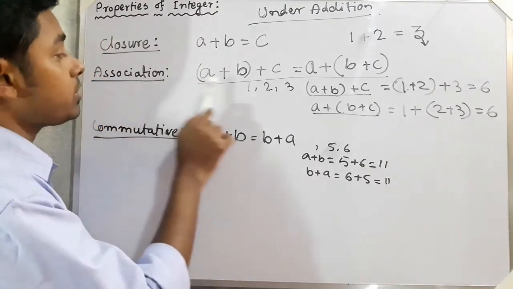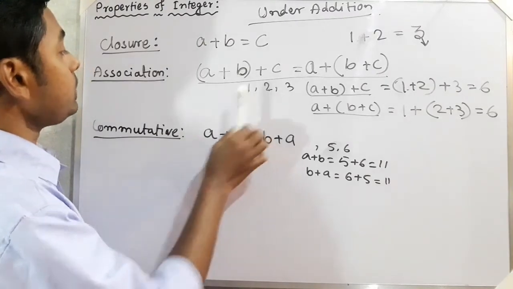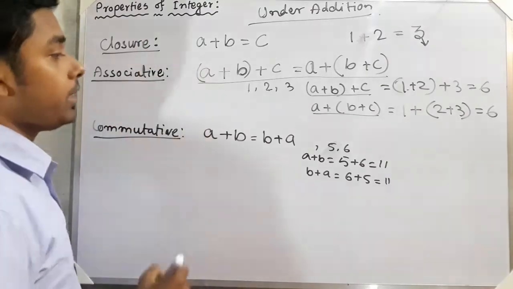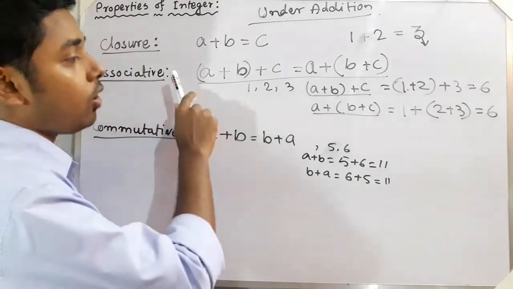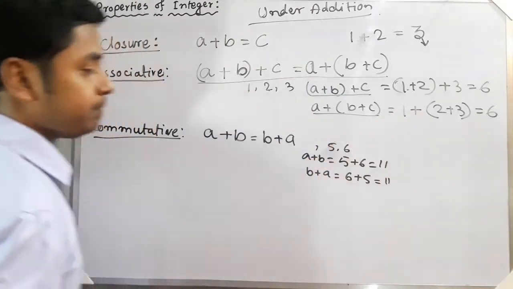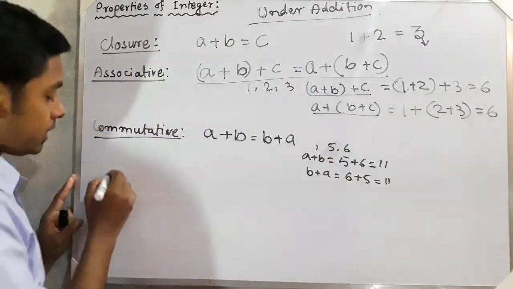And in the associative property also, for the associative property also order doesn't matter. Also, already you have seen here. And the next property is what?